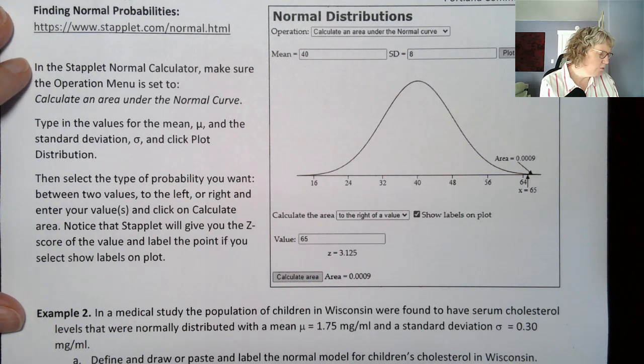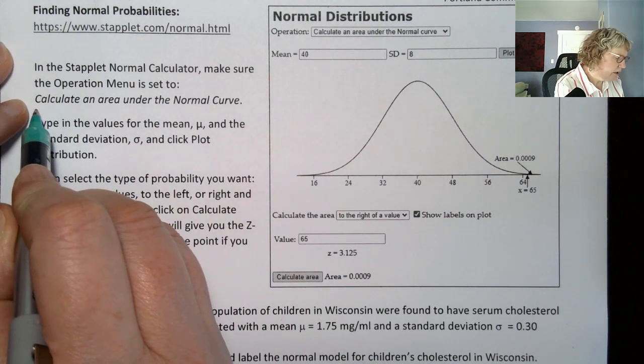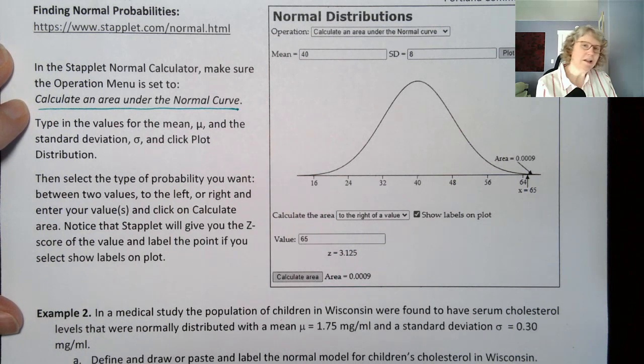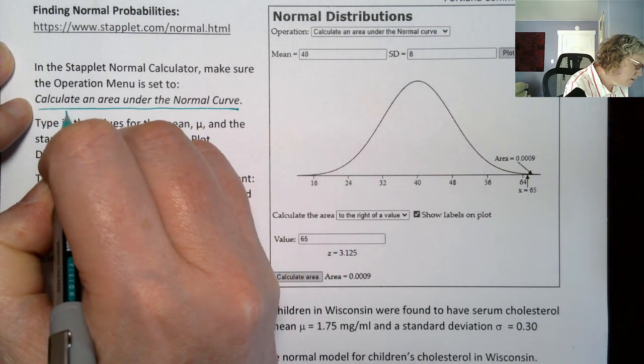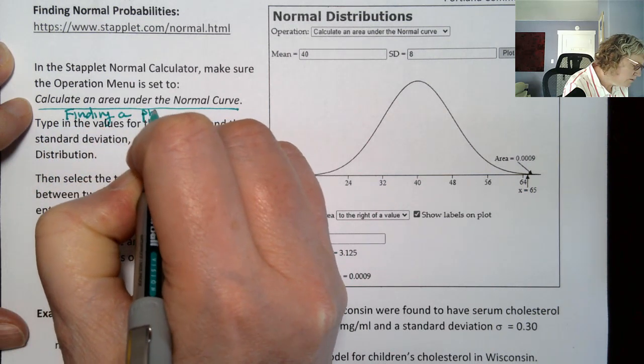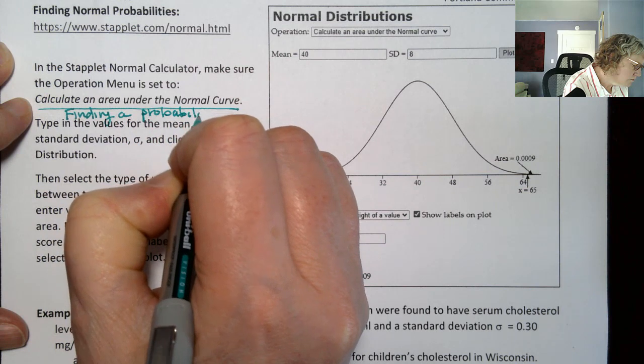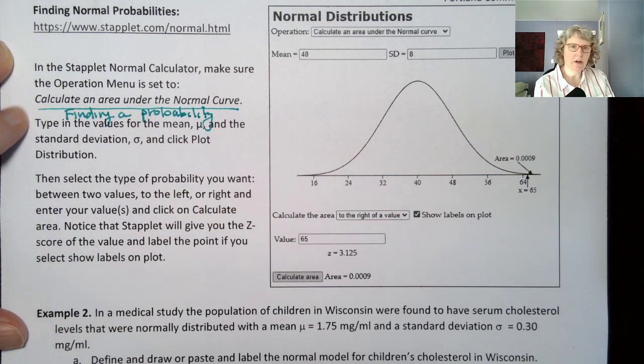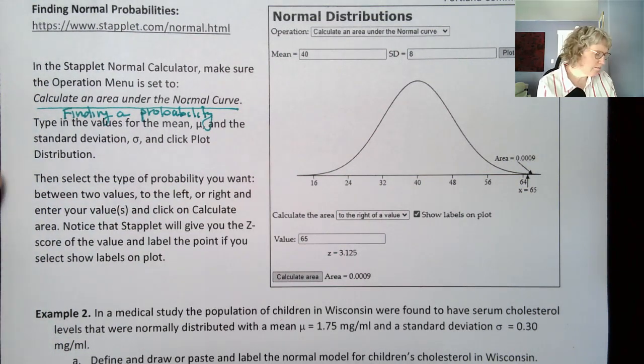In the Statlet normal calculator, make sure the operation menu is set to calculate an area under the normal curve. So if you're finding a probability, you're finding an area, okay? So this is for finding a probability. We will go the other way as well, but that'll come in a little bit.